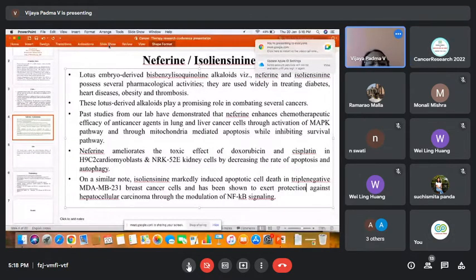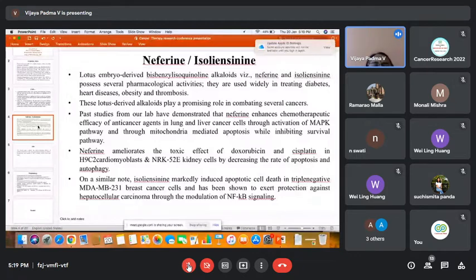So the cisplatin resistance is due to continuous exposure to cisplatin, which leads to accumulation of stem cell characteristics. Cisplatin induces stem cell characteristics, DNA repair and survival protein expressions in treated cancer cells. So we have tried alternate therapy by using neferine or isoliensinine, either alone or as adjunct. That means along with cisplatin, we had given either neferine or isoliensinine treatment for chemosensitization of cisplatin-resistant cancer cells.